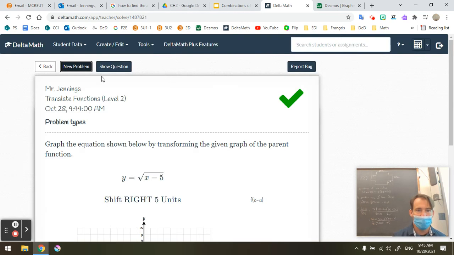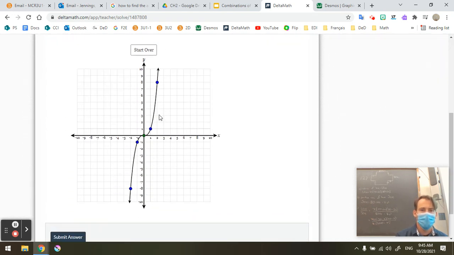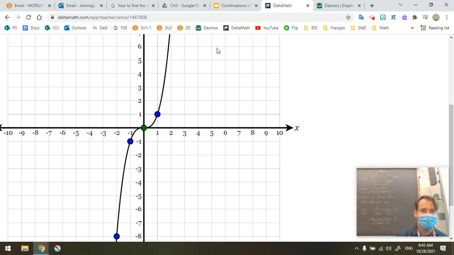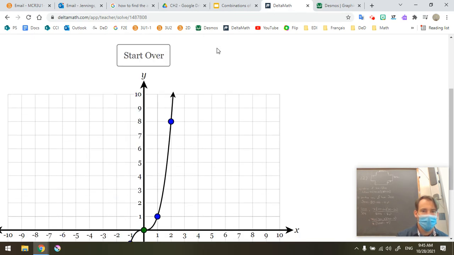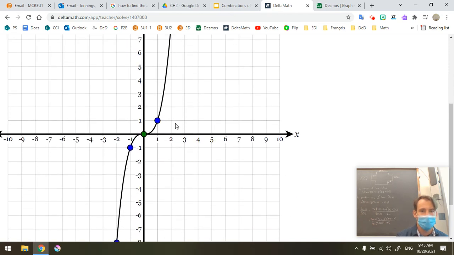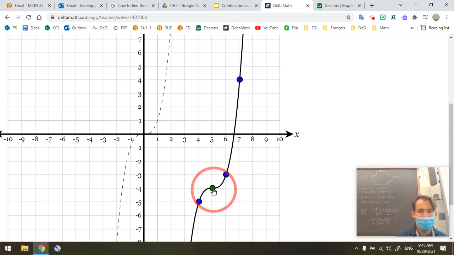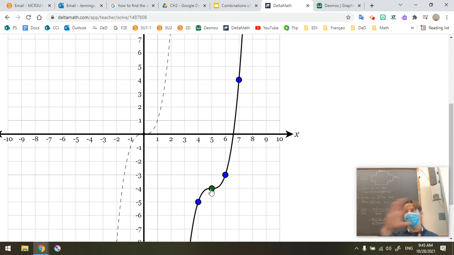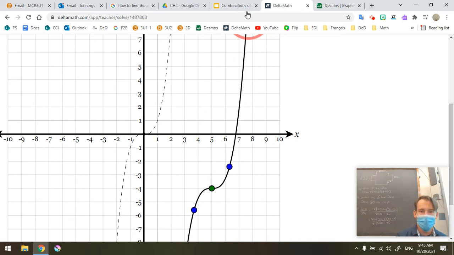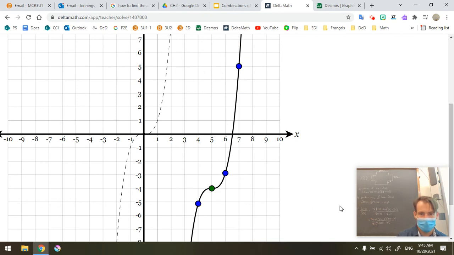Now let's take a look at another problem. Here is (x minus 5) cubed minus 4. We haven't taken a look at the cubic function, but that's what it looks like. Here we are shifting it right 5 units and down 4 units. So go right 5 and down 4. Notice that I grabbed the green button. When you grab the green one, that moves the whole function. If you grab the blue ones, that stretches the function. So don't stretch it, just leave it where it was.